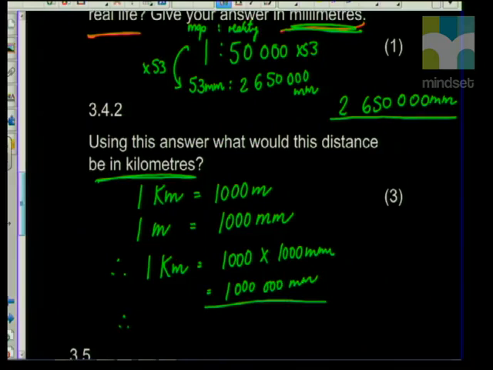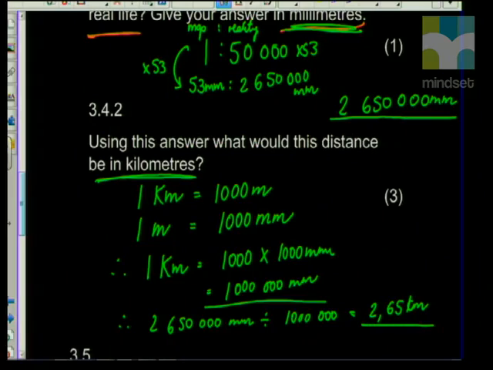So therefore, if I've got 2,650,000 millimeters, I need to divide by my million to work out how many kilometers it is. And if I divide that, I should get 2.65 kilometers. And that is my final answer, because I need to give my answer in kilometers.